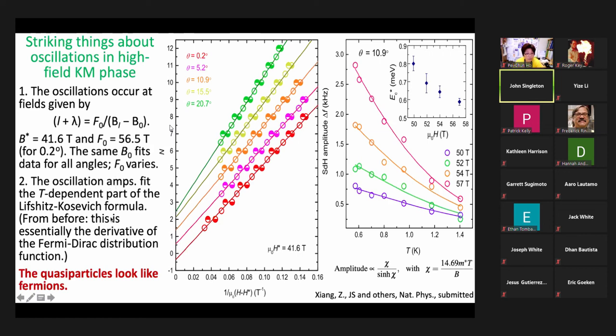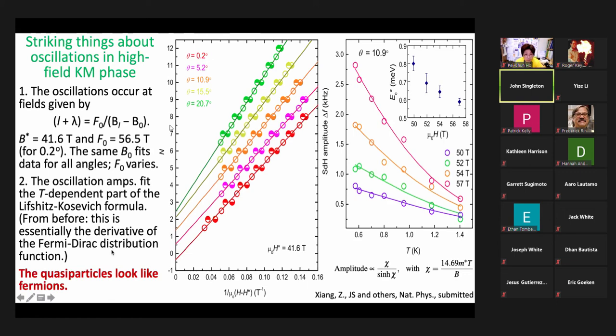While we're here, we should remark that the quantum oscillations still fit this Lifshitz-Kosevich formula. And that means that we've got fermions causing the quantum oscillations in the Kondo metal state. The oscillation amplitudes fit the temperature-dependent part of this Lifshitz-Kosevich formula, and that means that we've got fermions.